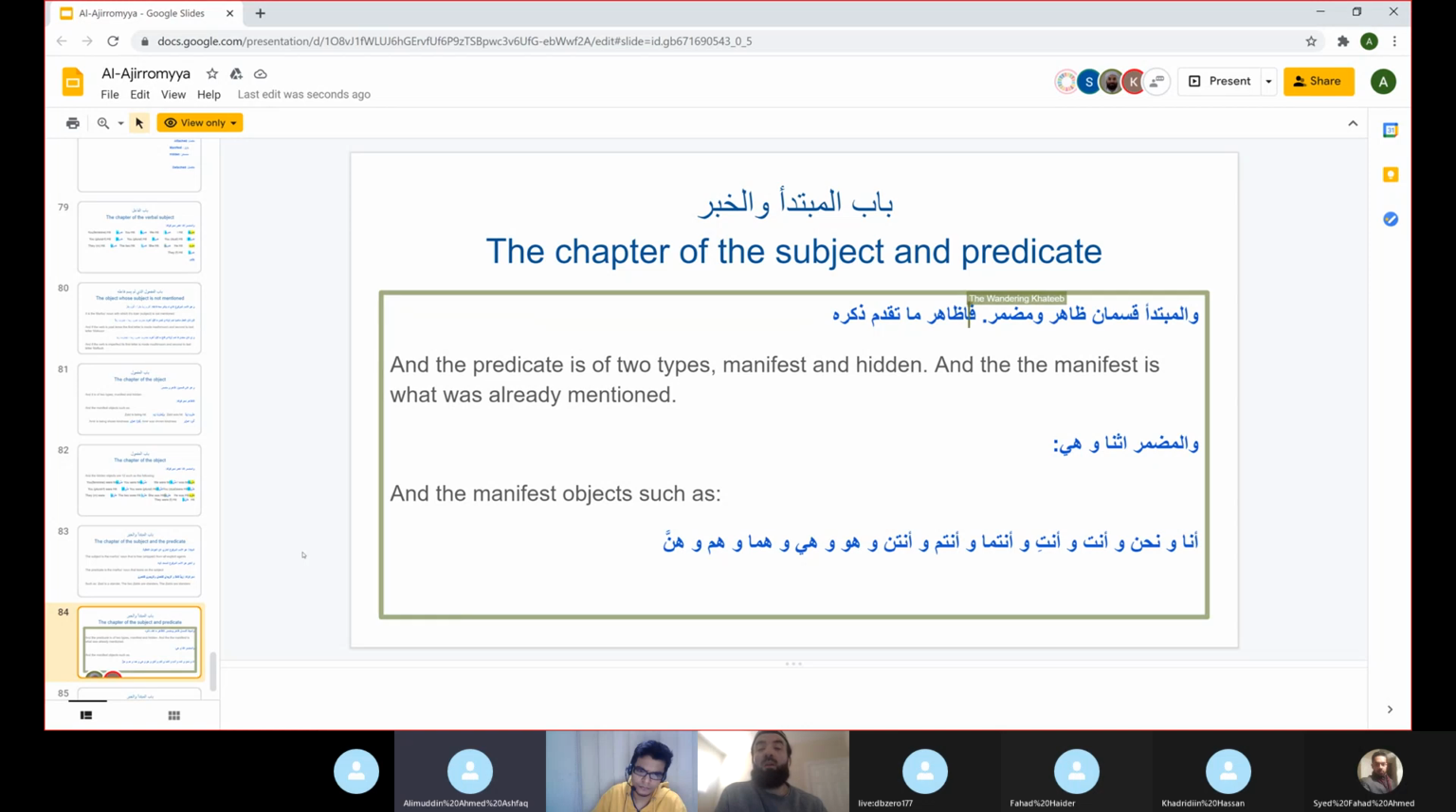And the hidden are 12. Meaning, when we say the hidden, meaning pronouns, 12. So what are these 12 pronouns?